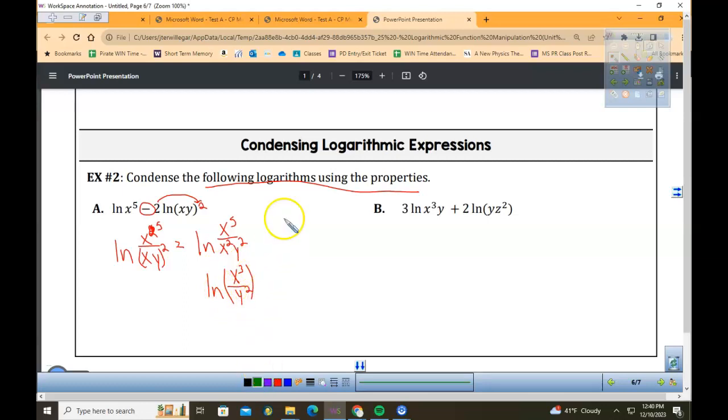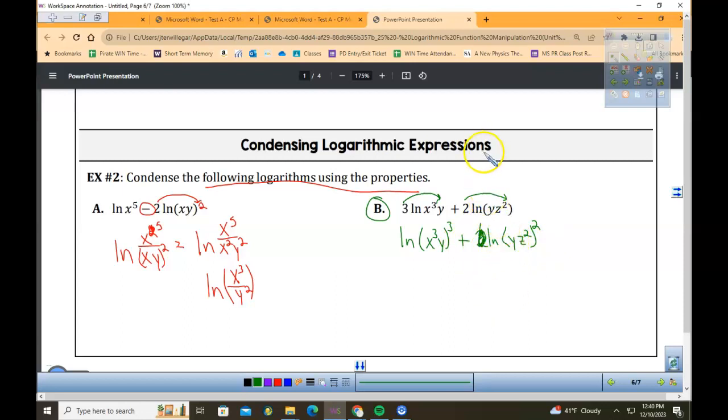All right. Holy smokes, look at number 3. First thing I'm going to do is move my powers to the back this time, just for fun. So this is going to be natural log of x to the 3rd, y, that whole thing to the 3rd, plus 2 natural log of y z squared to the square. Oop, that 2 goes away. I moved it.